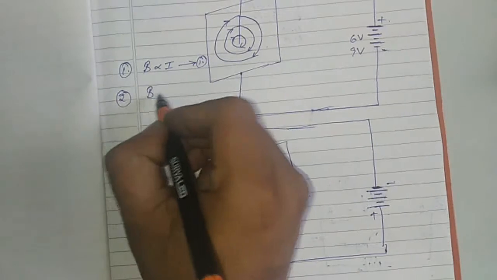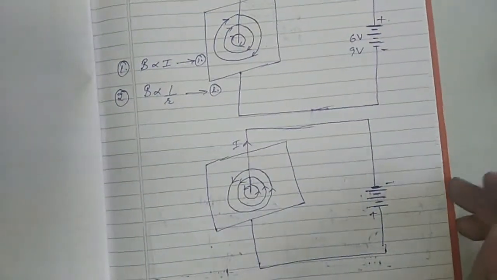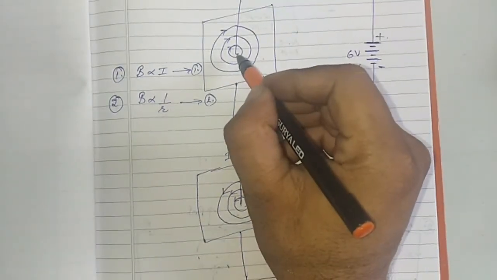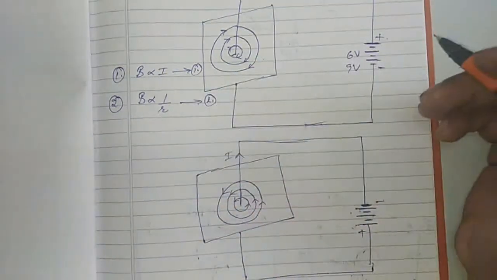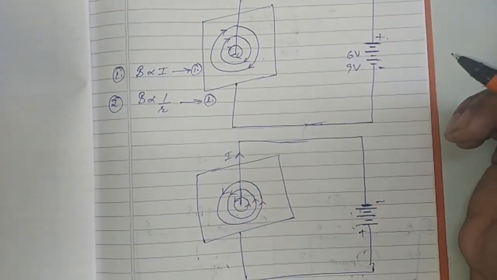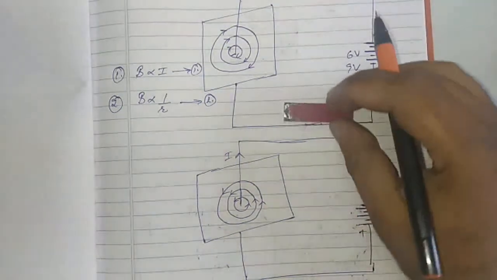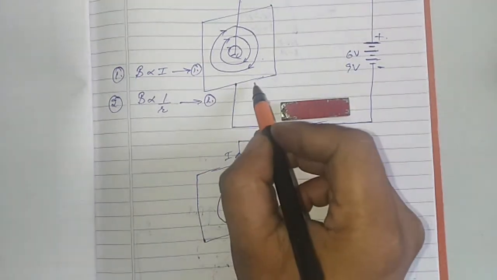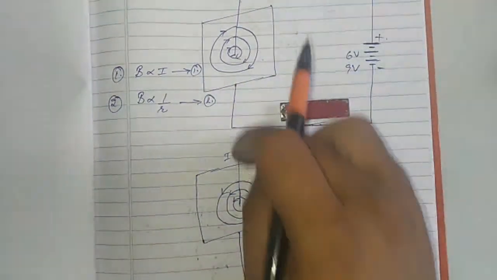Secondly, B is inversely proportional to R, where R is the radius of these magnetic field lines. If we go away from this field, the radius increases, but the magnetic field decreases, which means if this is a magnet, its region in which its magnetic field can be felt is to some limit.